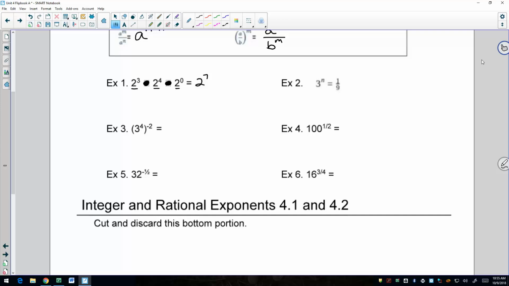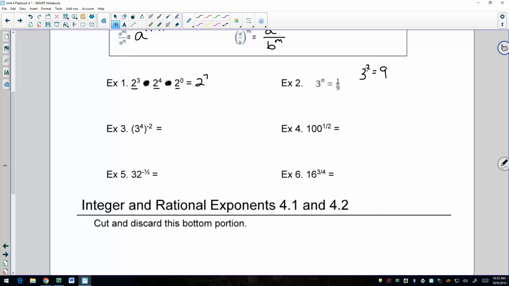So the next example, example 2, requires us to solve for the exponent n. We are trying to figure out what number could go in for n so that when I raise 3 to that number, I get 1/9. Well, we know that 3 to the 2nd is 9. But I want 1/9. I want the 9 to be on the bottom. And using our rules up here, we know that if the exponent is negative, it will move from the numerator down to the denominator or vice versa.